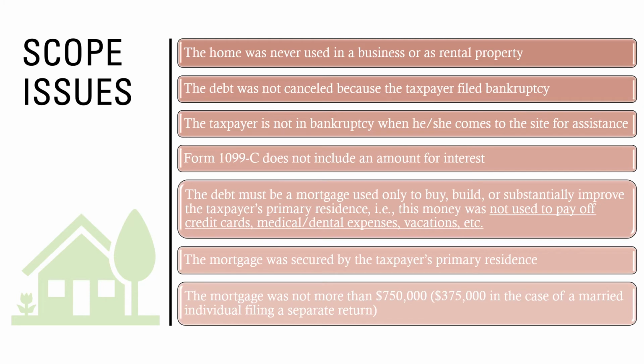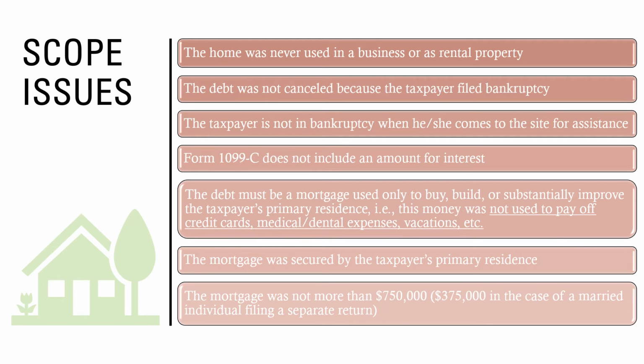So again, when they got this loan or they refinanced a loan, a lot of times it's a cash out refinance. They cannot have used the money to pay off credit cards, medical or dental expenses, vacations, etc. And then the mortgage needs to be secured by the primary residence.